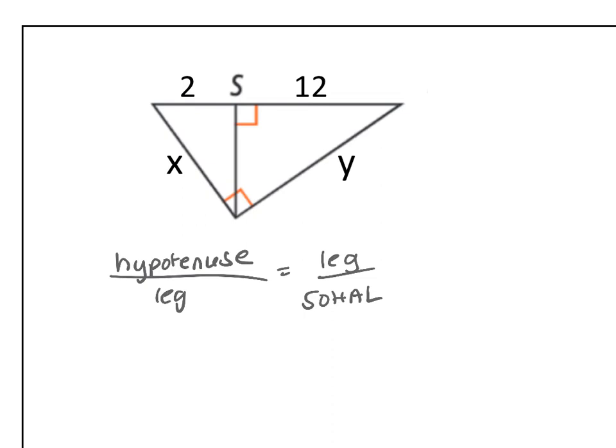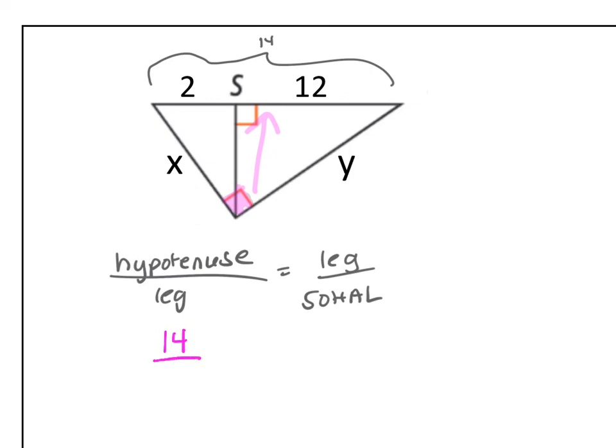What's the hypotenuse of this triangle? 14, and I got that by adding the 2 and the 12, right? It's that whole side. Why is that side the hypotenuse? Because this is the right angle in the big triangle, and opposite the right angle is that big long side. So I added them to get the hypotenuse, which is 14.